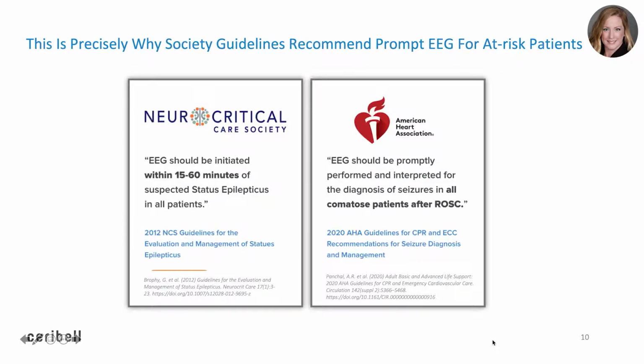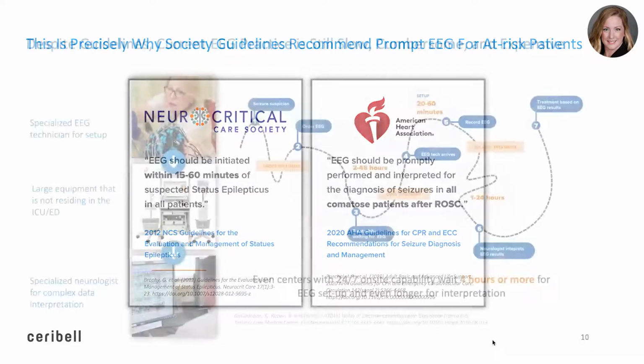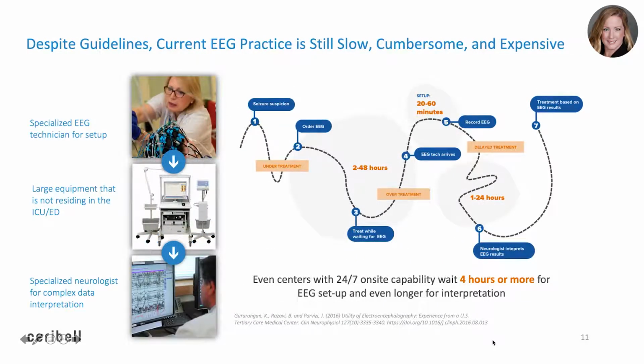Please hear me when I say that the information being presented to you are from the guidelines created from the Neurocritical Care Society and the American Heart Association. We as nurses and our bedside clinician partners are being charged with the prompt identification of non-convulsive seizure, prompt interpretation, and prompt treatment for at-risk patients. Despite guidelines, we are still unable to meet this need. This story is not just the story of your hospital. It is the story of most hospitals around the country.